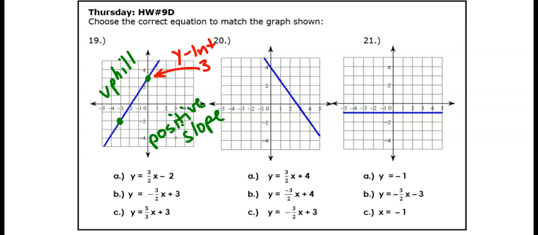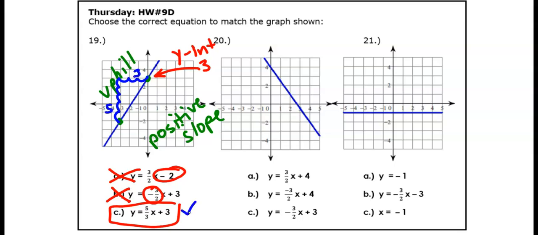So I'm looking for something with a positive slope, so that's out. I'm looking for something that crosses the y-axis at +3, so that's out. This has a negative slope, that's why it's wrong. This has a -2 y-intercept, and that's why it's wrong. So this must be the right answer. We can double check by counting our slope. 1, 2, 3, 4, 5. 1, 2, 3. That makes sense.